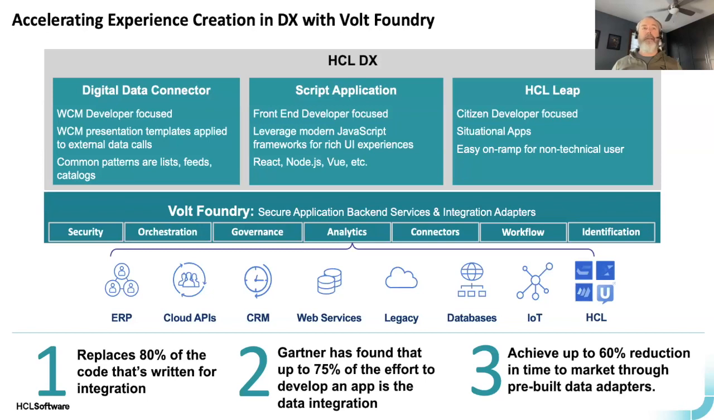You can see some of the statistics, right? 80% reduction in code, 75% of the time spent on developing an app is the integration, so we're going to reduce that. And then the ability to potentially achieve up to 60% reduction in time to market. That's what we're after with this and what we're trying to provide our customers. And of course, with DX, we provide that rich set of integration options, independent of skill set. People can build out meaningful experiences that quickly consume the APIs coming out of Volt Foundry. So very excited about that.